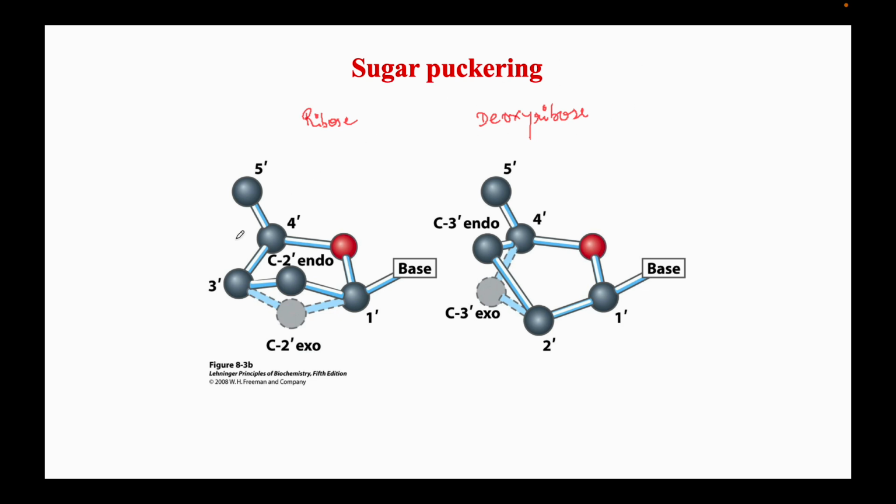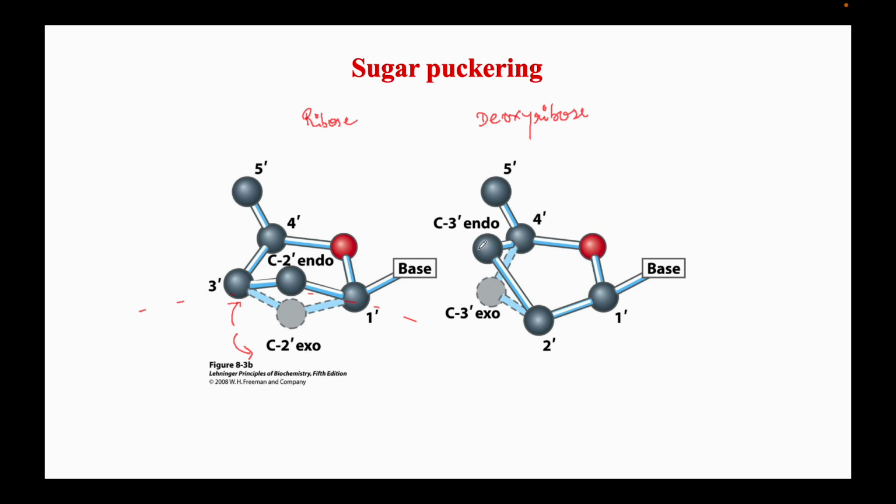So there could be two conformations. In the plane of symmetry, the ribose could be puckered either inside or outside. If it is puckered inside, we call it C2 endo, and if it is puckered outside, we call it C2 exo.